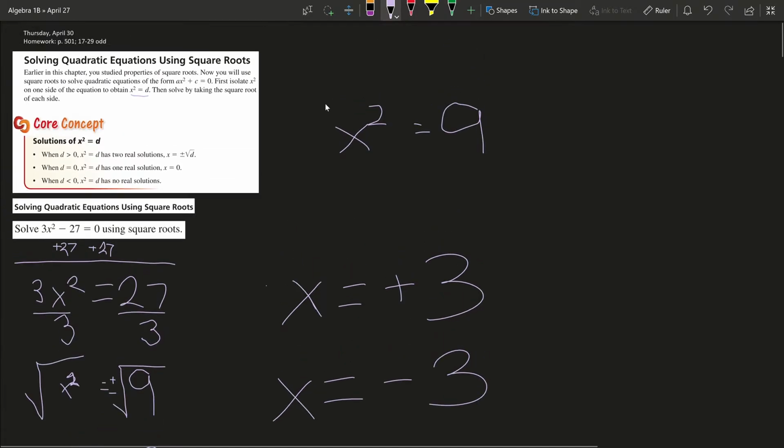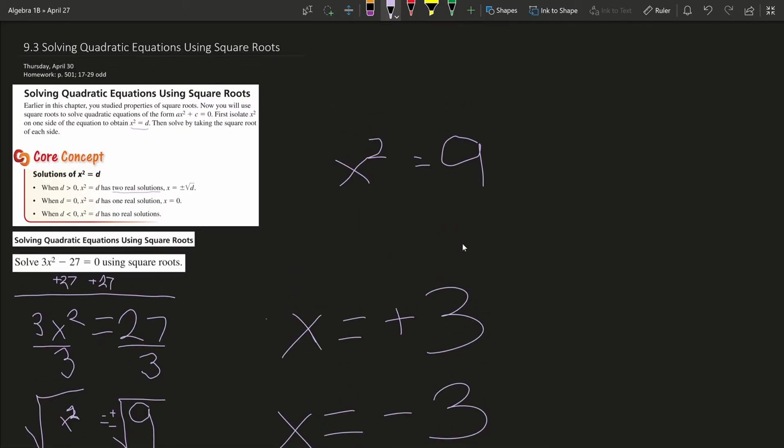And let's look at our chart over here. It gives us 3 options. Is d greater than 0? Or what's happening here? What is our d equal to? Our d is equal to 9. So is 9 less than 0, greater than 0, or equal to 0? Well, in this case, 9 is greater than 0, which means it has two real solutions. It helps us focus on what we're looking for and shows us if we're getting the right answer or not.